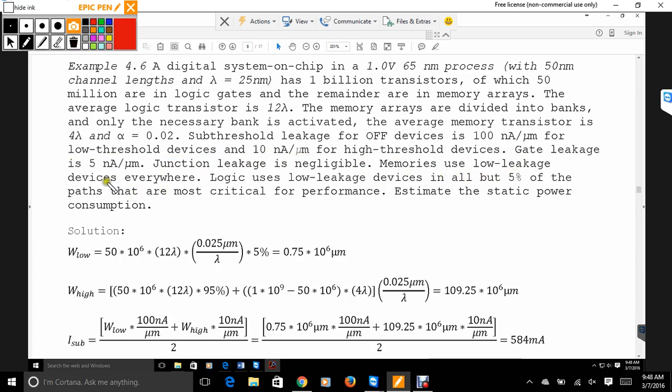Memories use low leakage devices everywhere. Logic uses low leakage devices in all but 5% of paths that are most critical for performance. So now we have 1 billion transistors, of which 50 million are logic gates, and only 5% have these high threshold devices, right? So we can start seeing how we're going to put that into the equation. Estimate the static power consumption.